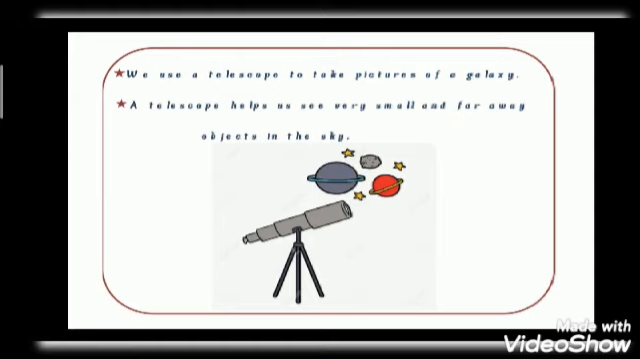What is this? Telescope. Telescope is used to take the picture of galaxy. And galaxy contains many stars. And telescope helps us to see small and far objects in the sky.